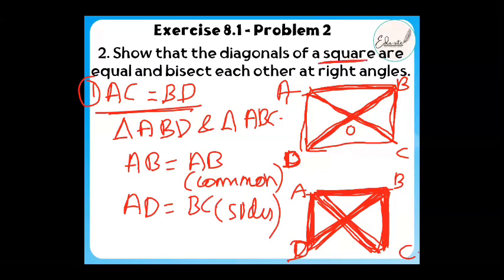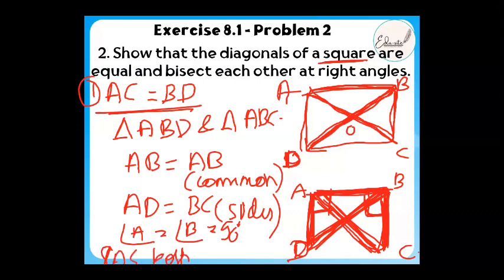Because it is a square, we also have something. We have this and this equal to 90 degrees, right? Angle A is equal to angle B is equal to 90 degrees, correct? So we have two sides and one included angle. So what does it show you, beta? Through SAS congruency postulate, these two triangles are congruent. If these two triangles are congruent, then simply AC is equal to BD, correct?